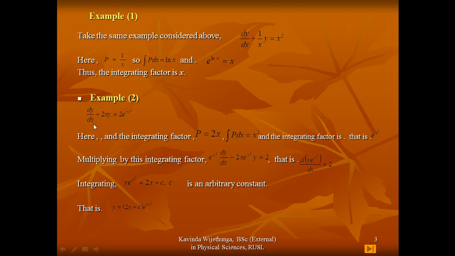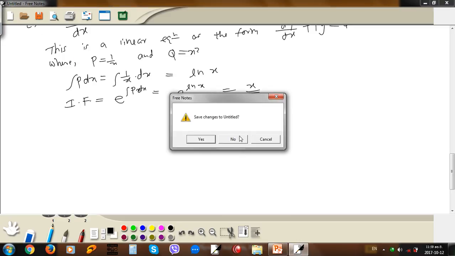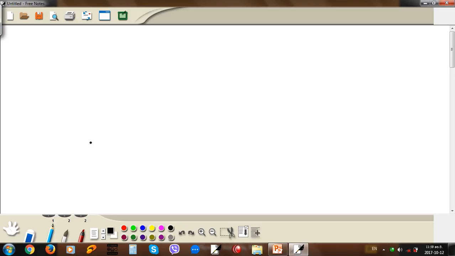Example 2: dy by dx plus 2xy equals 2 times e to the power minus x squared. So we will consider that example also. Example 2, dy by dx plus 2xy equals 2 times e to the power minus x squared.